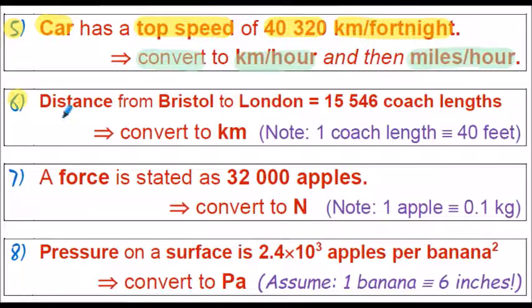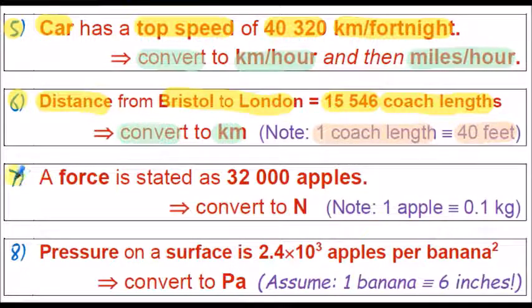Question 6, the distance from Bristol to London in the United Kingdom is 15,546 coach lengths. We're asked to convert that into kilometres, noting that 1 coach length is equivalent to 40 feet.